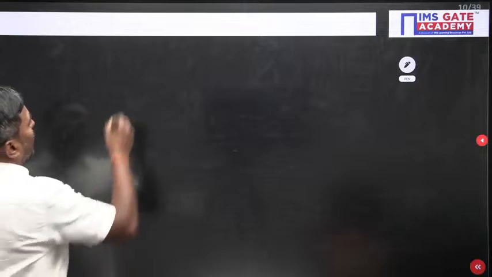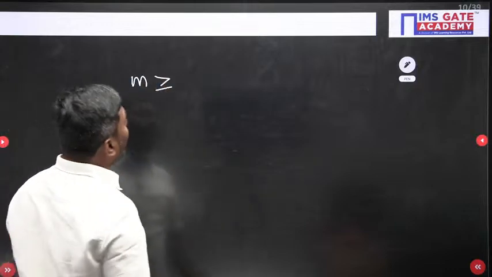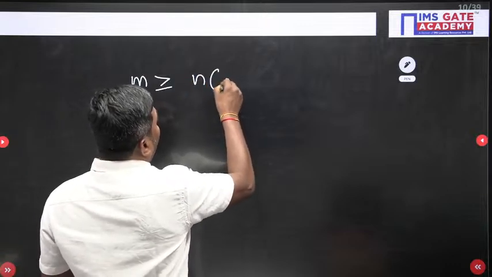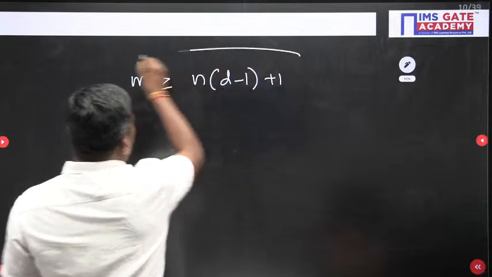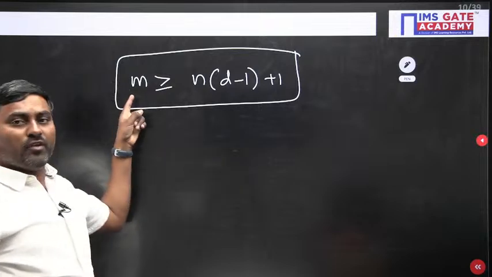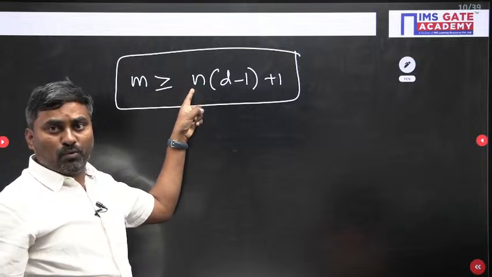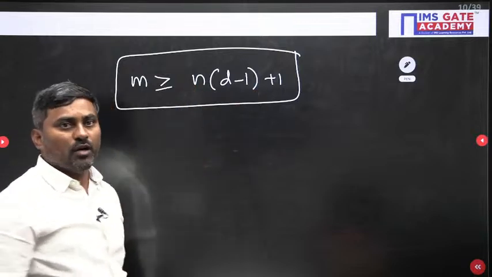The last question: how many minimum number of resources should be allocated for n processes, so that deadlock will not occur, assuming they demand D resources each? This is a simple formula you can apply, where M is the minimum number of resources needed, n is the number of processes, and D is the demand, minus 1, with 1 extra you have to give. Are you getting my point?